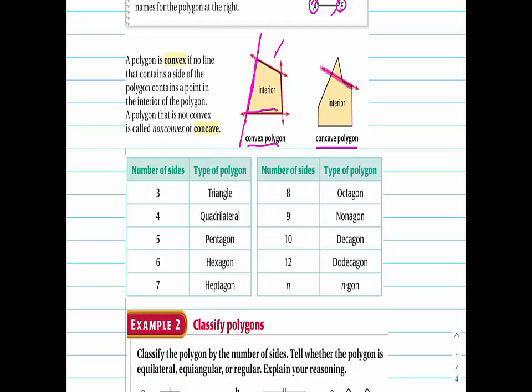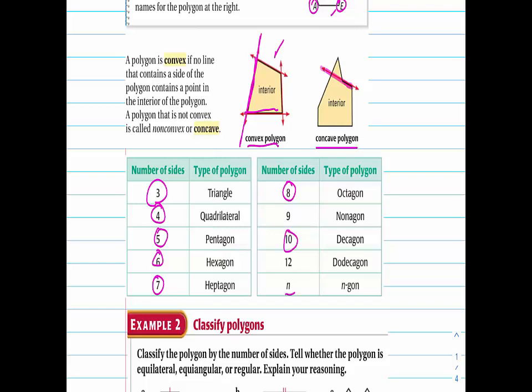Now, we also classify polygons by the number of sides. A triangle has 3 sides, and that's something we're familiar with. A quadrilateral has 4 sides. A pentagon, 5. Hexagon, 6. Heptagon, 7. Now, we don't need to remember all of these. You know, the main things you'll see are triangle, quadrilateral, pentagon, hexagon, mainly that. And a lot of times you'll see octagon, okay? Of course, we have nonagon, decagon, 10. So there's a lot of them.